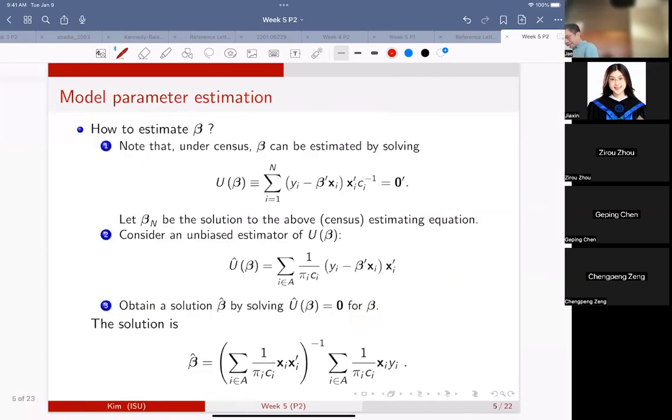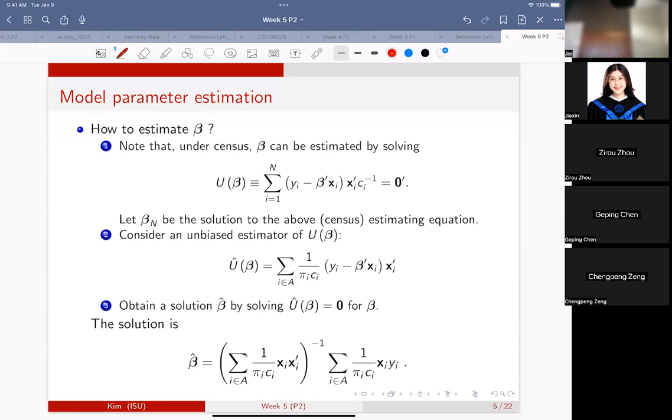Okay. And then the first question is how to estimate the model parameter beta. Well, we have a kind of two-phase idea. First, think of what would be the parameter if I have a census. So what would be my estimator? What if my sample happens to be a census?